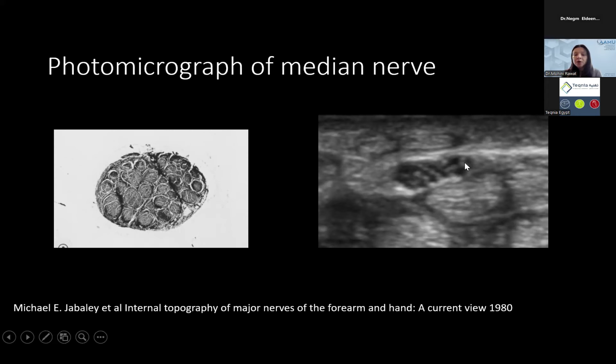So here is the corresponding ultrasound image, and you can see the epineurium is the brightest layer that we see around the nerve. Then perineurium is what we see as hyperechoic or echogenic bundles or echogenic envelope, where nerve fascicular fibers, or the fibers within the fascicles, are surrounded by. So with ultrasound, we can see the epineurium and perineurium.